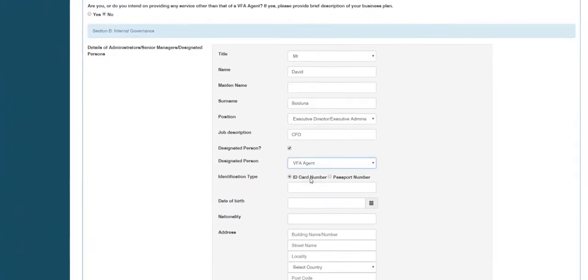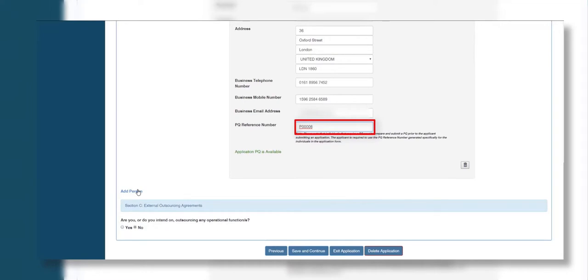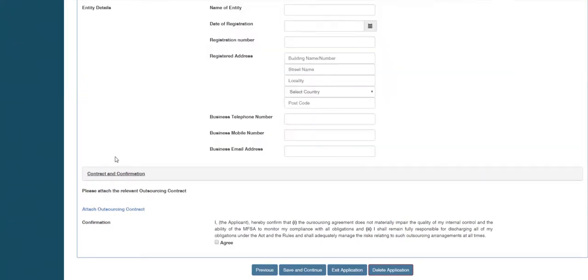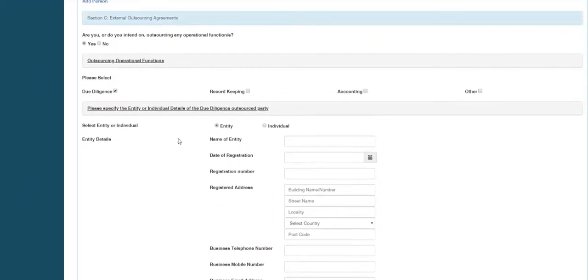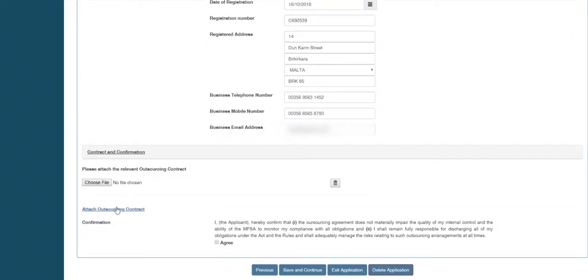Please note that these individuals would require a PQ, which would need to be prepared and submitted prior to the applicant submitting an application. The applicant is required to use the PQ reference number generated specifically for the individuals in the application form. Section C. External outsourcing agreements. The applicant is to specify any outsourcing agreements of operational functions, and if due diligence is outsourced, the applicant is required to disclose the person to whom this function has been outsourced to. The respective outsourcing contract should also be uploaded to the application.